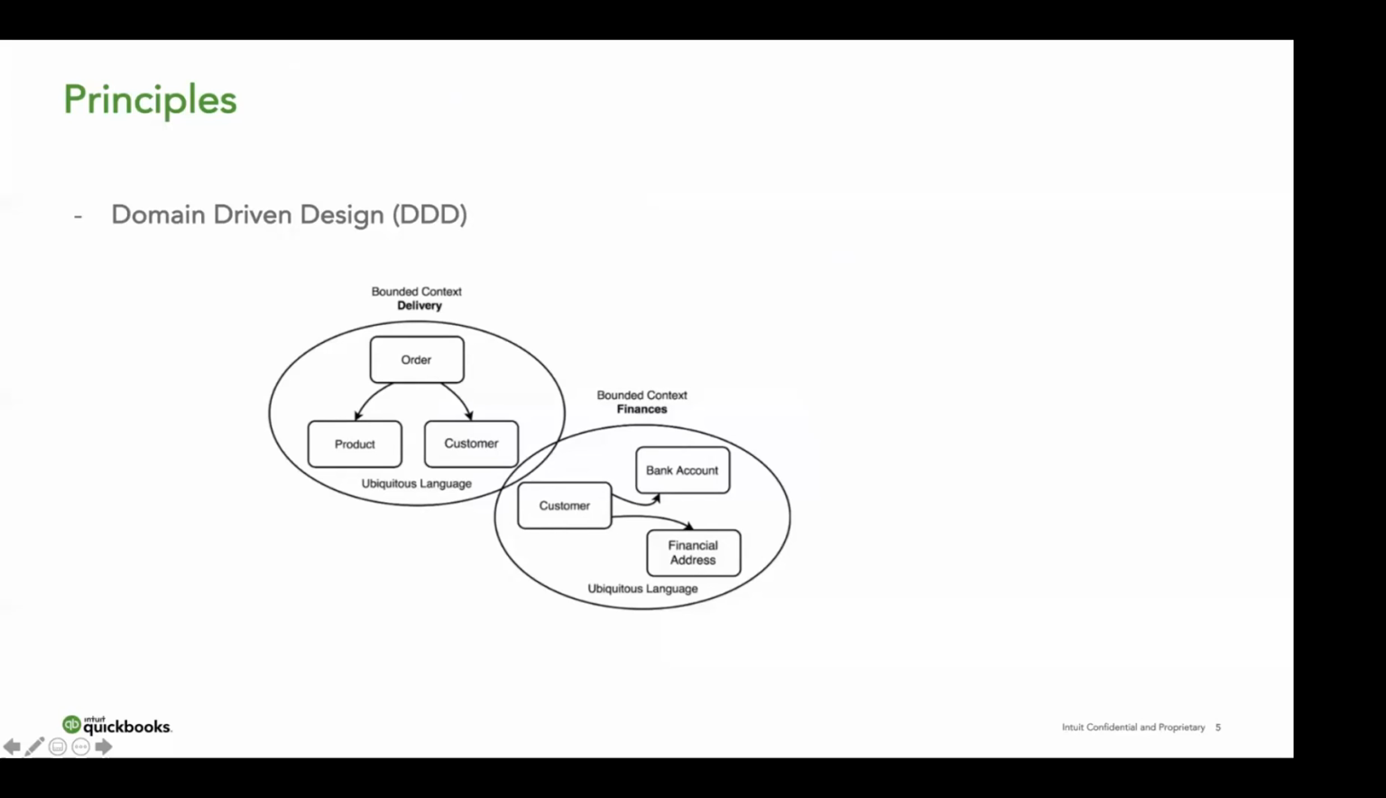In this case, you can see there's a delivery domain. You have an order, you have product, you have customers. This domain, or a bounded context, generally translates into a microservice. So in terms of QuickBooks, if I give you an example, we have a customer management domain, we have a vendor management domain, we have sales as a domain, we have purchase as a domain. So this helps us create microservices, create teams around that, and creates ownership and accountability based on domains.